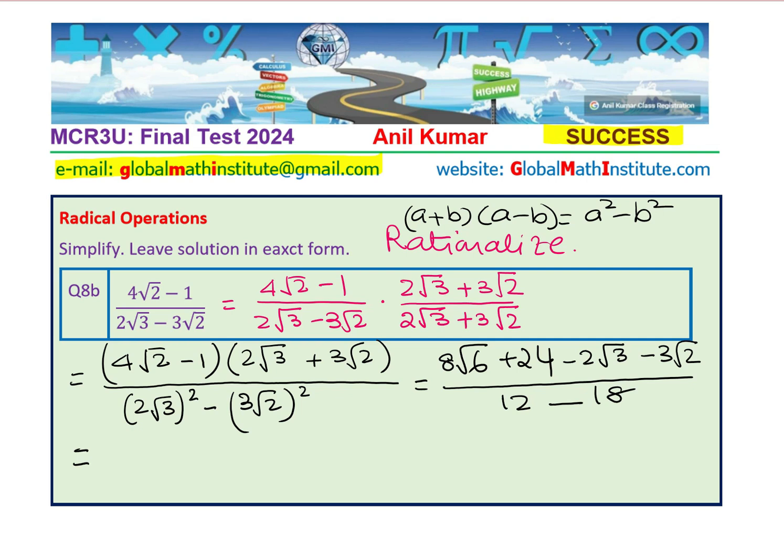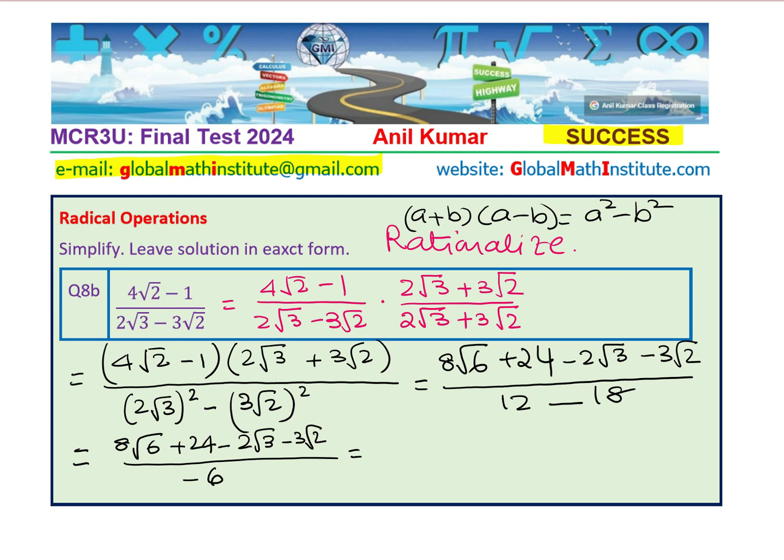So we have different types of terms in the numerator: 8 square root 6 plus 24. We can rearrange them. Minus 2 square root 3 minus 3 square root 2, divided by 12 minus 18, which is minus 6. Is that clear to you? So now we have minus 6 in the denominator. You can divide each term individually and simplify, and write down the answer.